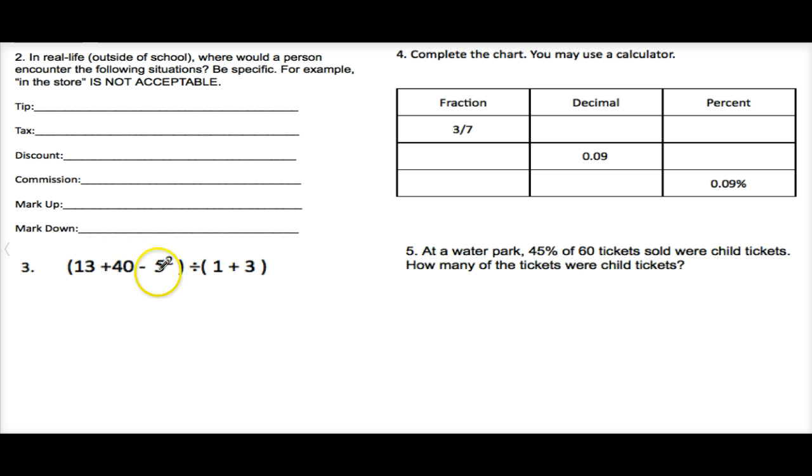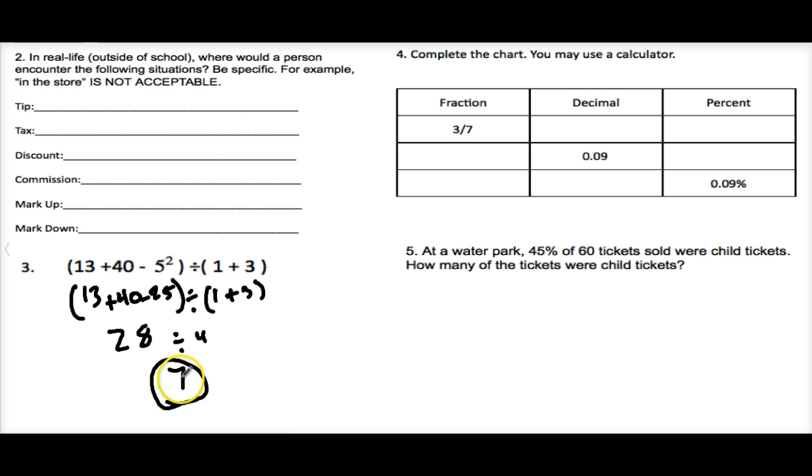All right, number three, getting into actually solving. This is a review for order of operations. We're going to start with our exponent here, 5 times 5, which will be 25. And then go ahead and write down the rest of the problem. And then from here, we have 28 total divided by 4, and that's going to be 7 as your final answer.